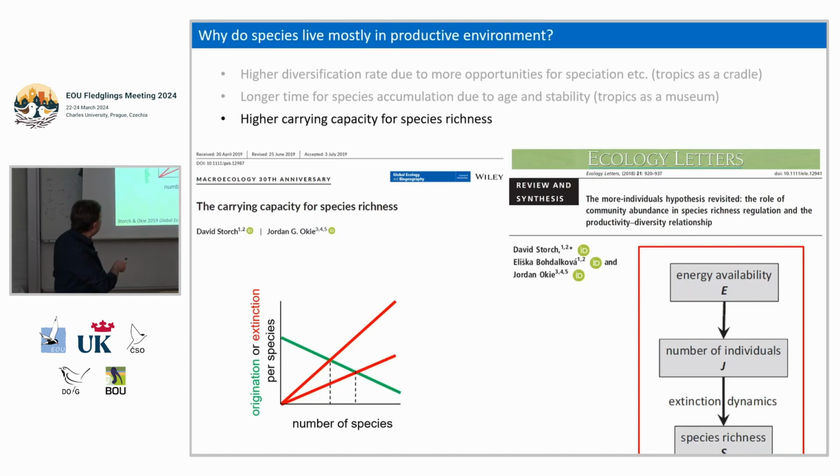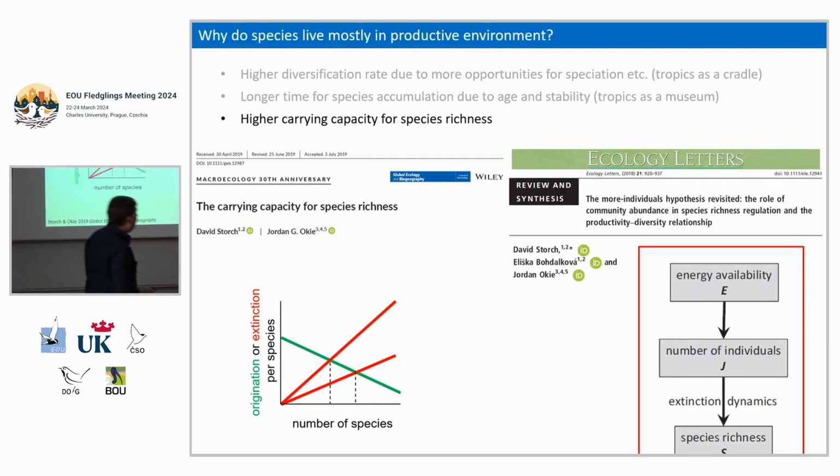And then if we have two environments, let's say one tropical, one temperate. In the tropical environment, the increase of extinction rate with number of species is not that steep, simply because there are a lot of resources and you can still have large populations. So this is a relatively straightforward way how productivity could affect diversity patterns.